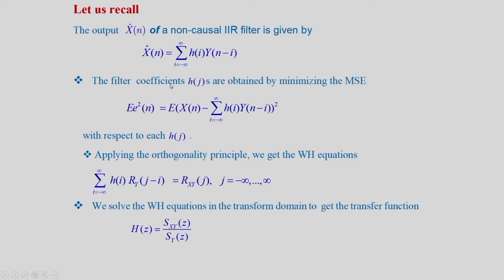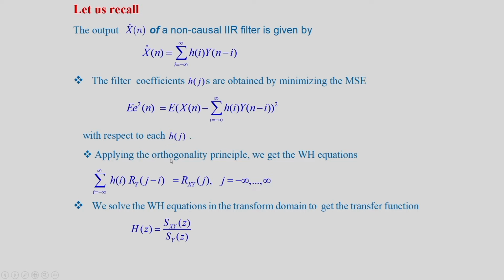The filter coefficients h_i are obtained by minimizing the mean square error. Mean square error is given by this expression: E of (x n minus summation h_i into y n minus i, i going from minus infinity to infinity) whole square. So, we have to minimize this expression with respect to each h_j.